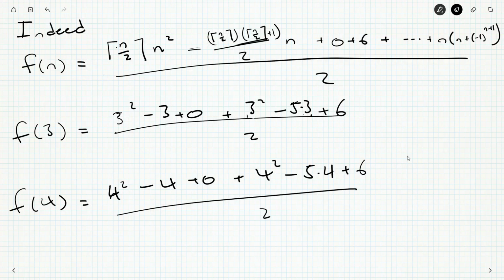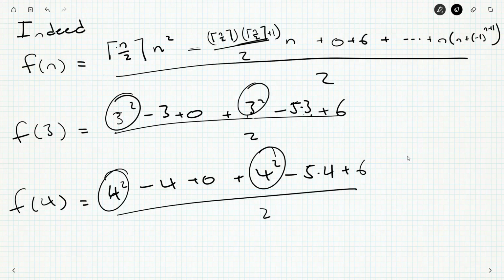I do have n over 2 ceiling functioned 3 squareds and 4 squareds. N over 2 in this case is 2 times 2 plus 1 all over 2, 2 times 3 over 2. So it's not right. So that's not right.